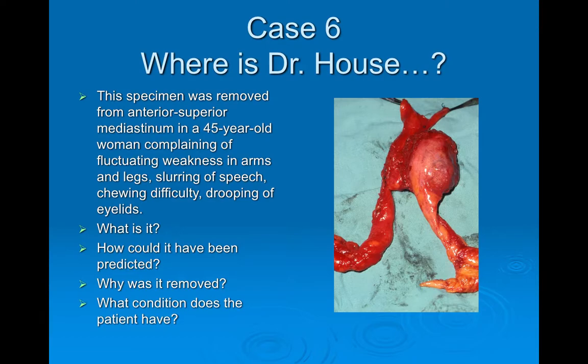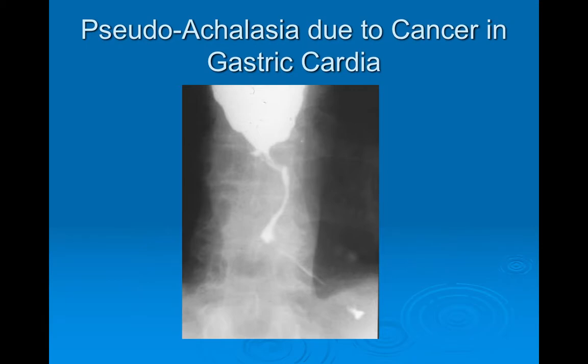What are some important nervous structures that run right near your esophagus? There we go. I don't know if anybody else said it, but vagus, your vagus nerve. So what might this sit in? All right, I won't keep you in suspense any longer. She had pseudoachalasia due to cancer in her gastric cardia. And the reason she was having these other symptoms of weakness in her arms and legs, slurring of her speech, those kinds of things, was because it grew into her nerves.